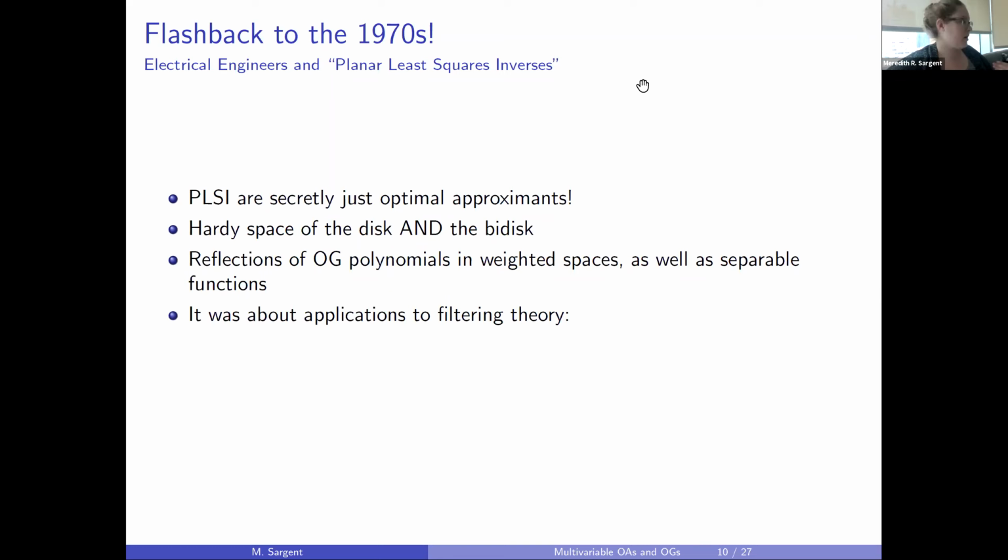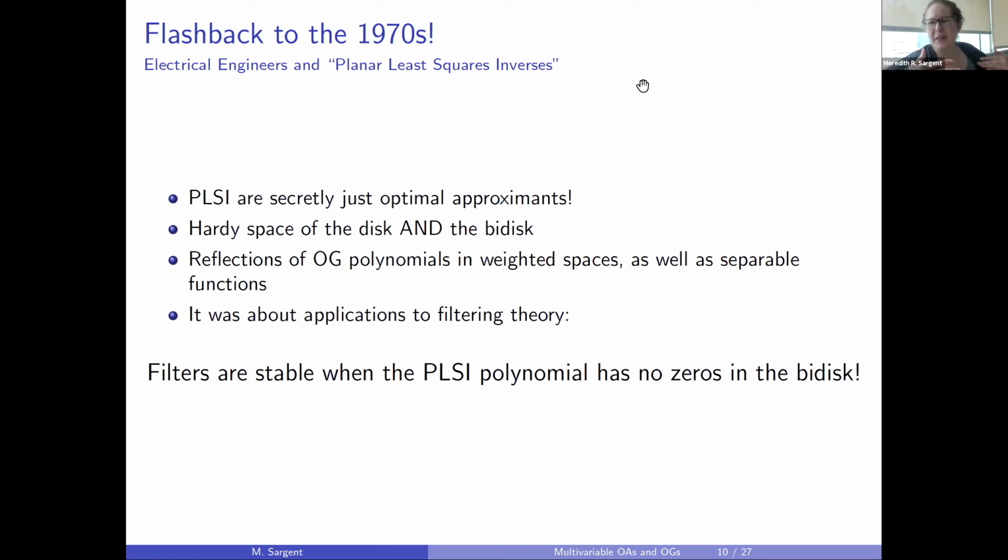If you saw Catherine's talk, she went over this a little bit, but roughly what you need to know is that the engineers care because filters are stable, that means well-behaved, when these polynomials have no zeros in the Bidisk. Roughly what you should be thinking is that the engineers were saying, all right, I want to approximate my function f, but I'm going to look at 1 over f, and then I'm going to look at 1 over 1 over f. And to do 1 over 1 over f, the thing you're approximating, you'd like to not be dividing by 0. So they want to see no zeros in the Bidisk.